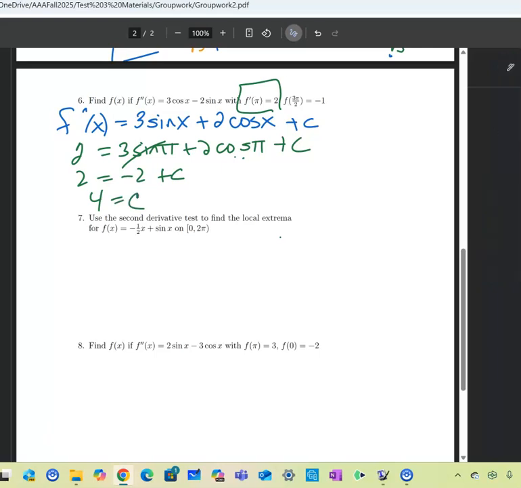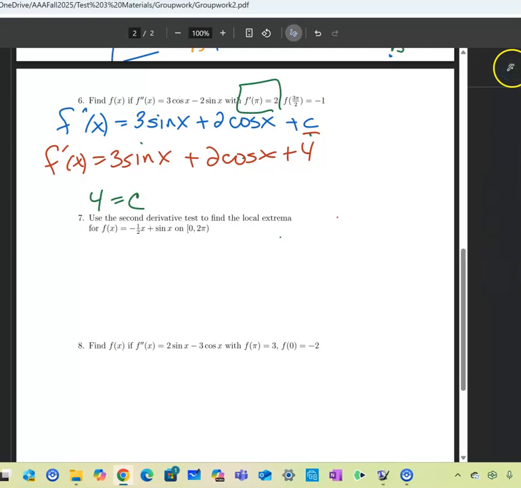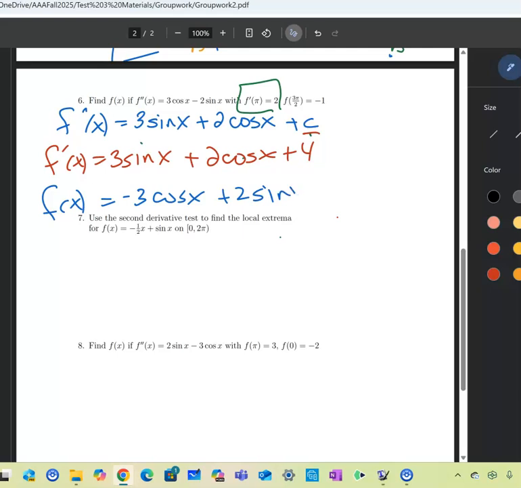All right, I'm going to take liberties here and erase this, so I can put the c equaling 4 right here. So my f prime is 3 sine of x plus 2 cosine of x plus 4. Now I'm ready to take the next antiderivative, right? So f of x will be negative 3 cosine of x plus 2 sine of x plus 4x plus c. I'm allowed to use c again because I've solved for that one before.